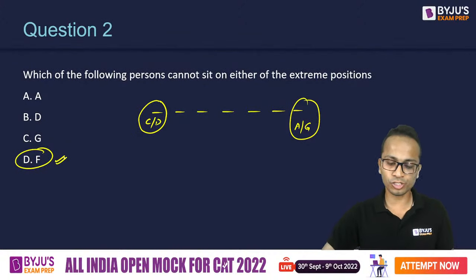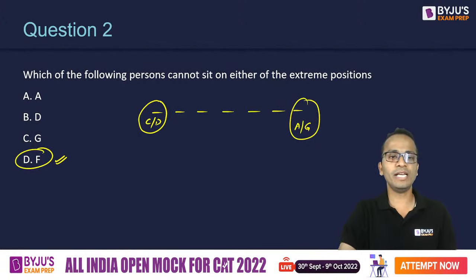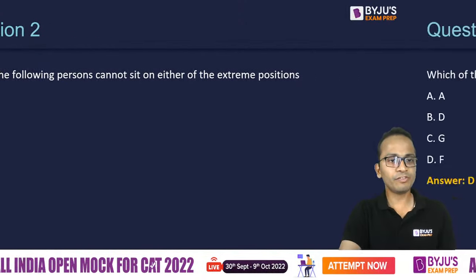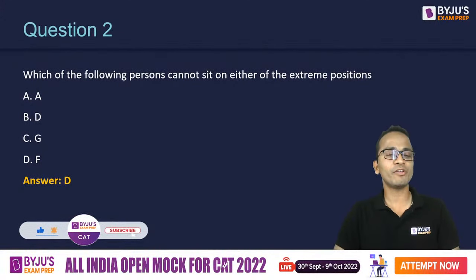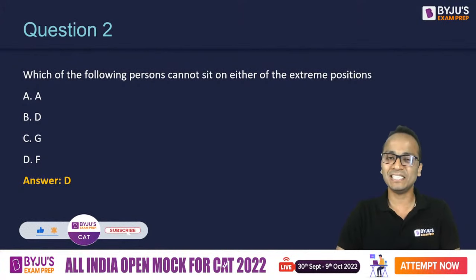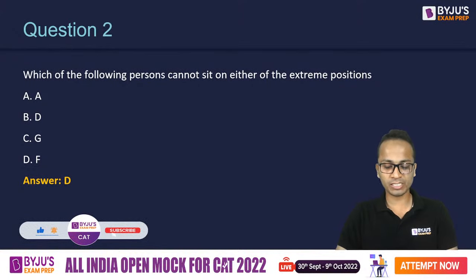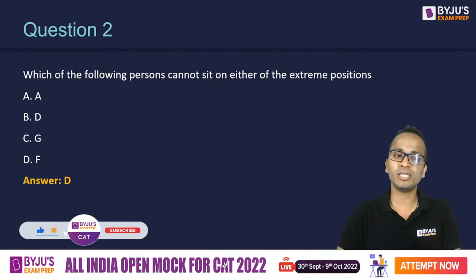So the answer for this question will again be option D, that is F. All right, so F is the correct answer, option D. And yes, all of you have given the correct answer. So this set, as we have seen, was a pretty easy, doable set. There were two questions whenever this set appeared. Yes, F will not sit, so the answer is option D.